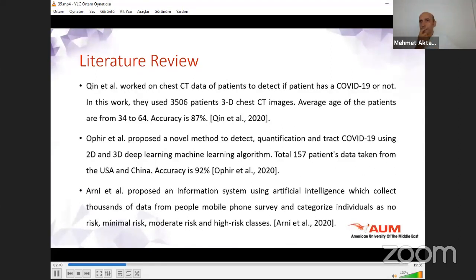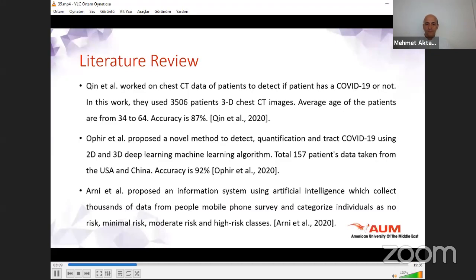Another interesting study was conducted on chest CT data of patients to detect whether the patient is infected with COVID-19 or not. In this study, they used 3,500 images, and the average age of the patients was 34 to 64. And they found the accuracy is 87%.